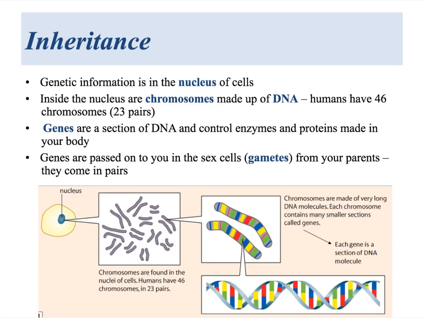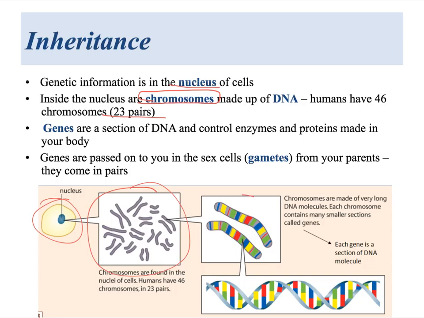When we're looking at inheritance, it's crucial we know the basics. We've got genetic information in the nucleus, and it's found on chromosomes. Chromosomes are just coils of DNA. We've got 23 pairs as humans. So we've got a nucleus here, and these are our chromosomes, always in pairs. One has come from ultimately our mother's egg, one from ultimately our father's sperm.